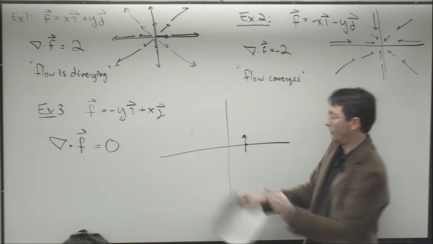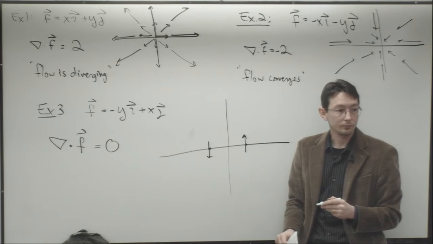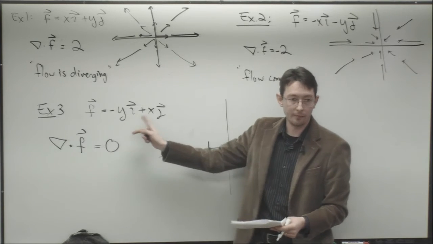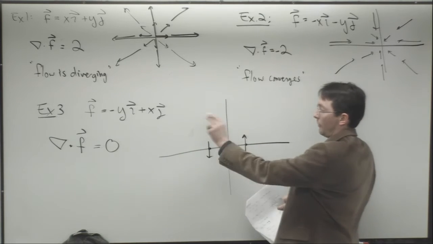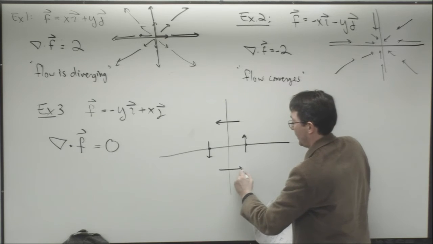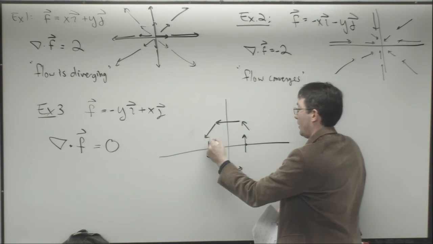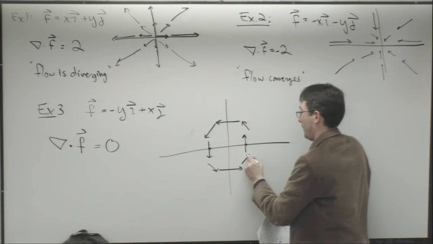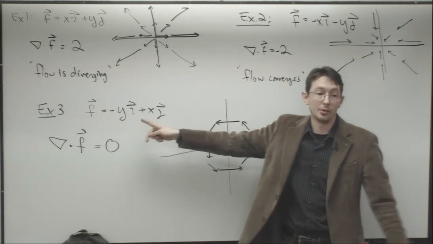Similarly, if I was at x equals negative 1, I would have a down in the j direction. Right? That's how we read off this vector function. If I had y equals 1 and x equals 0, I would be pointing in the negative direction like this. And similarly, in the positive direction for y equals minus 1. Okay? And so I get this kind of rotational flow. So this is a pure rotation.